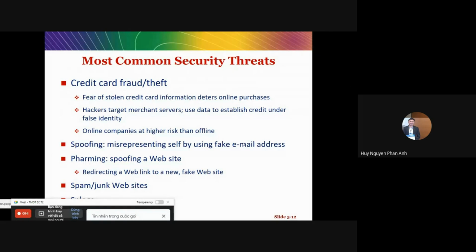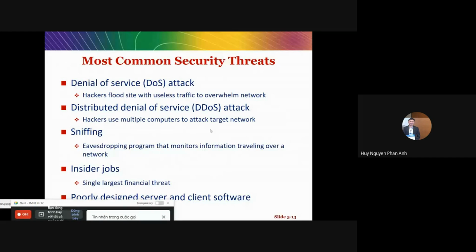Spamming is also spoofing the website, and they can redirect to another web with a fake website as well. And denial of service is what we call the DoS attack or DDoS attack. They try to use multiple computers to send requests to get the website crashed, because it could not handle so many requests like that. And sniffing is just a program that can monitor the information traveling on the network. So maybe they can get your password here. It catches your packets online.